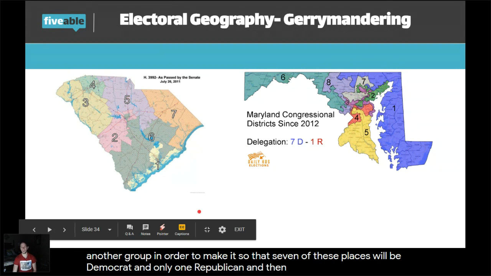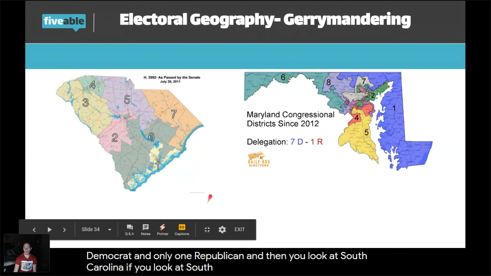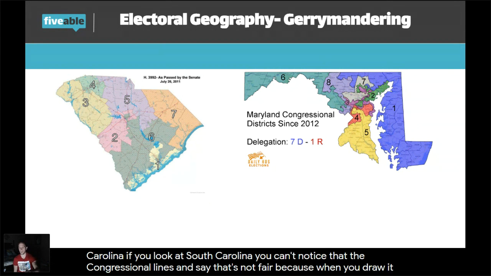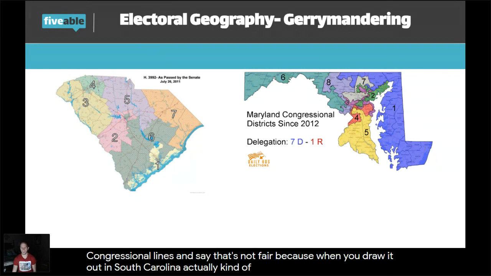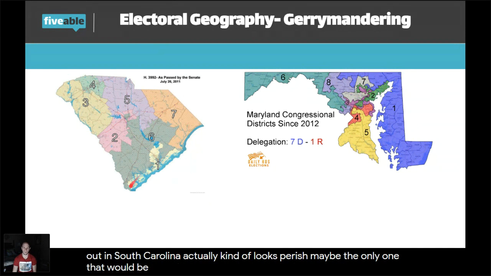And then you look at South Carolina. And if you look at South Carolina, you can't notice the congressional lines and say that's not fair, because when you draw it out in South Carolina, it actually kind of looks fairish. Maybe the only one that would be questionable is District 1.